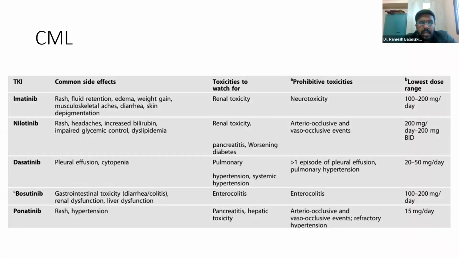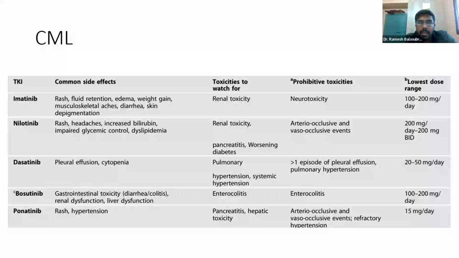Dasatinib, again a second generation TKI, can cause pleural effusion or cytopenia. The toxicity you have to look for is pulmonary hypertension. If the patient has more than one episode of pleural effusion or pulmonary hypertension, you have to stop this drug. For bosutinib, the dosage is 400 milligram once daily in CP patients, and in advanced disease, 500 milligram once daily. The main side effect the patient faces is diarrhea, and it can also cause renal or liver dysfunction. The prohibitive toxicity is enterocolitis.